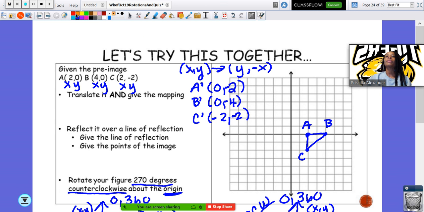Okay? So here, I'm going to go graph this in purple, babies. So I get X is 0, negative 2, so that's my A prime. X is 0, negative 4, there's my B prime, and then X is negative 2, negative 2, and then down 2, there's my C prime. Alright, and here we go. And I did a rotation counterclockwise 270 degrees.